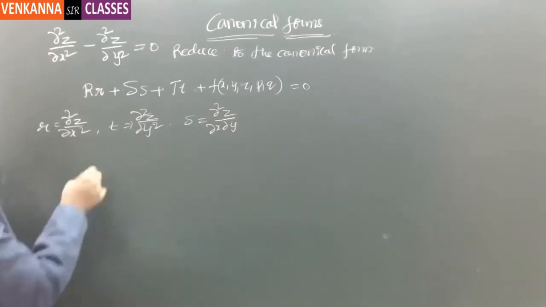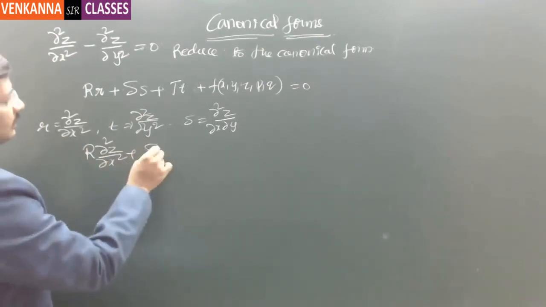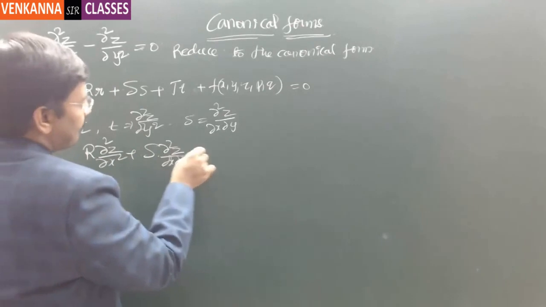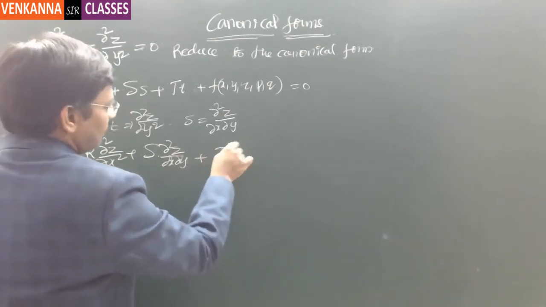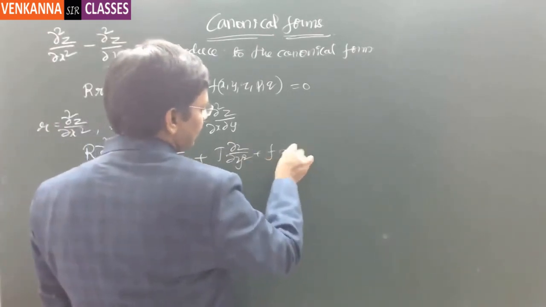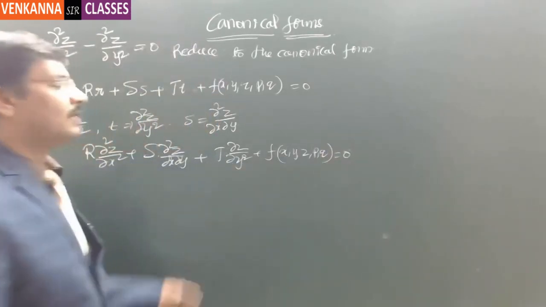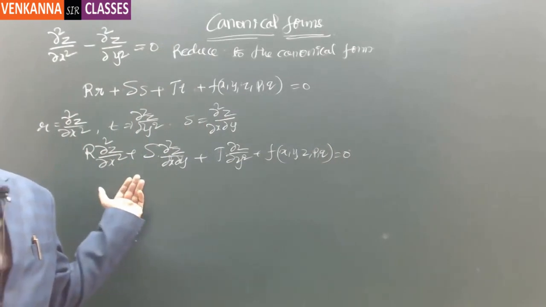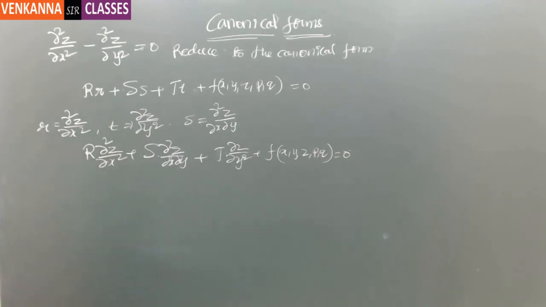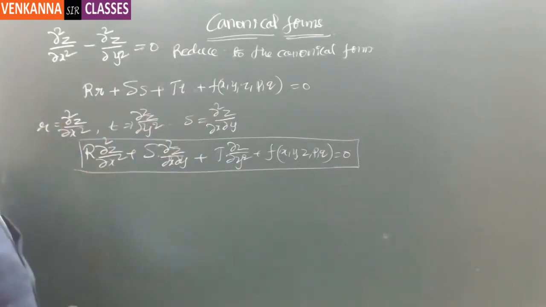Or if I put it in this particular format, r into dou square z by dou x square plus s into dou square z by dou x dou y plus t into dou square z by dou y square plus some function of x, y, z, p, q equal to 0. Here r may be a function of x, y, z, s also may be a function of x, y, z, and t also may be a function of x, y, z. Now keeping that in mind, this is the equation that needs to be reduced to the canonical format.